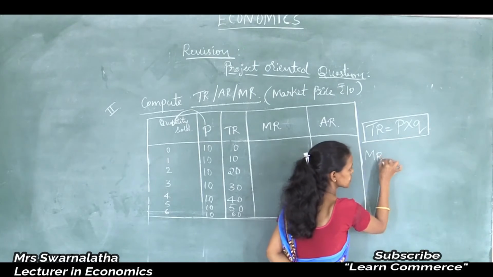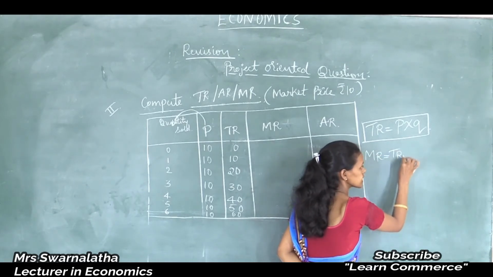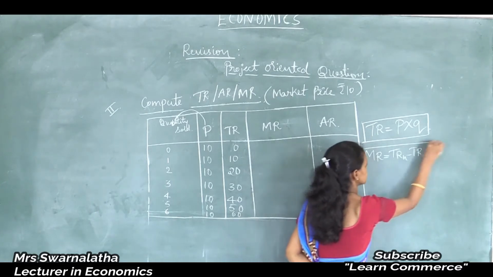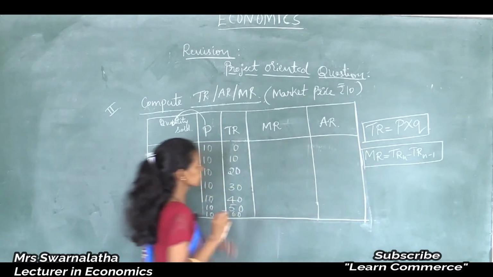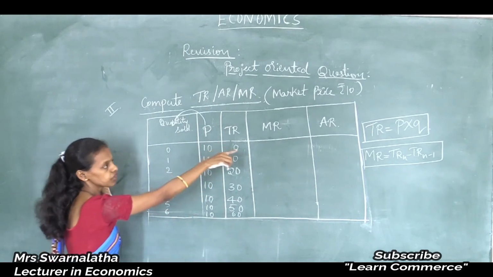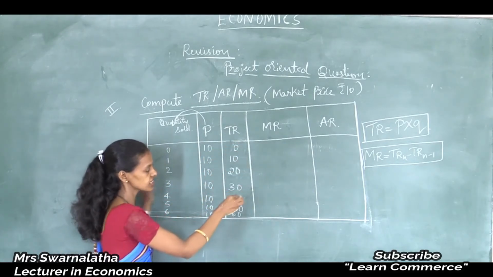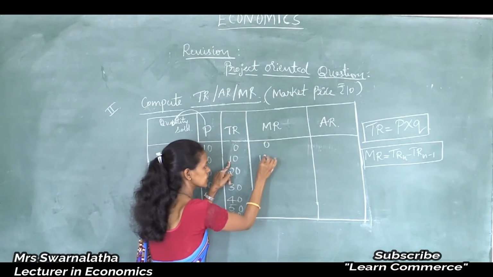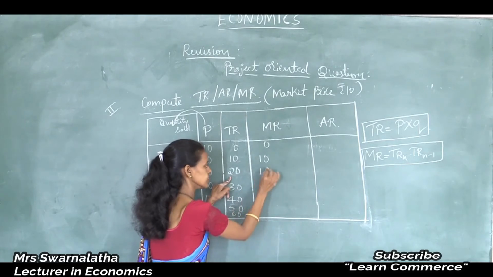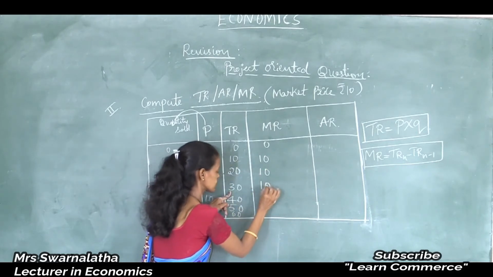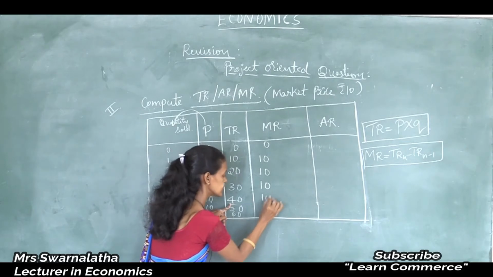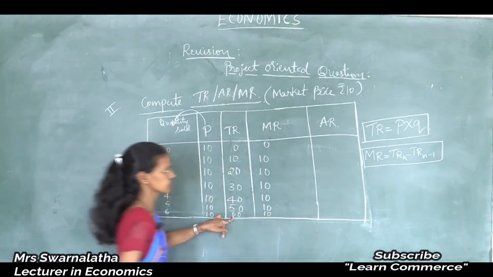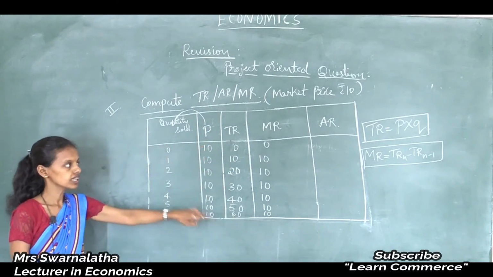Next is to find MR, marginal revenue. MR is equal to TRn minus TRn minus 1. So we find MR with the help of TRn minus TRn minus 1: 0, 10 minus 0, 20 minus 10 that is 10, 30 minus 20 that is 10, 40 minus 30, 10, 50 minus 40 is 10, 60 minus 50 that is 10. Thus marginal revenue is 10 each.